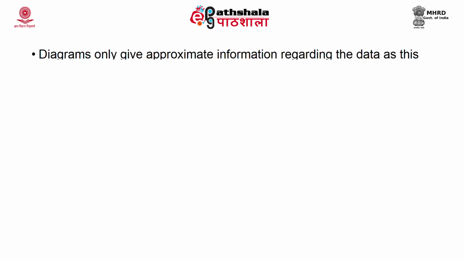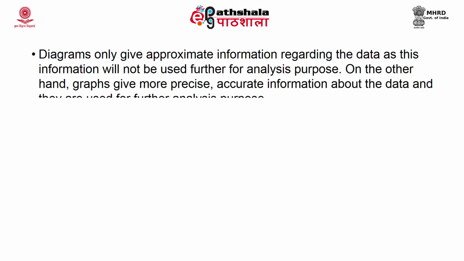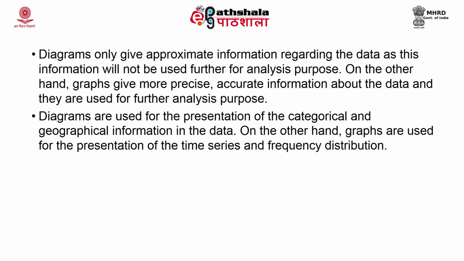Diagrams only give approximate information regarding the data, as this information will not be used further for analysis purposes. On the other hand, graphs give more precise, accurate information about the data, and they are used for further analysis purposes. Diagrams are used for the presentation of the categorical and geographical information in the data. On the other hand, graphs are used for the presentation of the time series and frequency distribution.